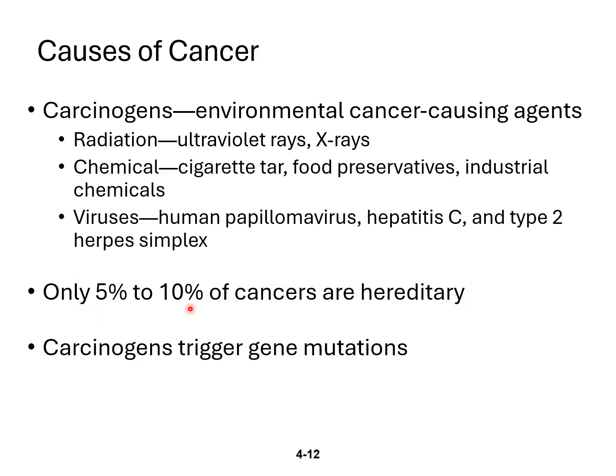And only 5 to 10% of cancers are hereditary, so from your genes, from your parents. Most of them are going to be caused from carcinogens in your different environments. And if it's a carcinogen, it triggers a gene mutation. That gene mutation could cause cancer or might not. And that concludes Chapter 4.